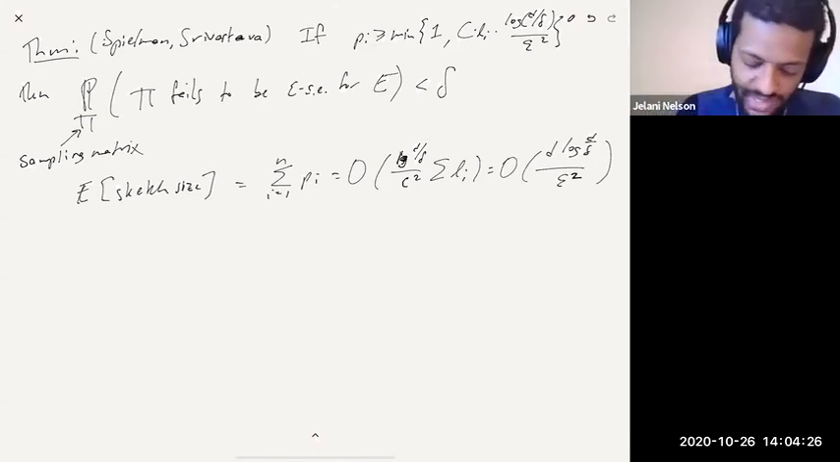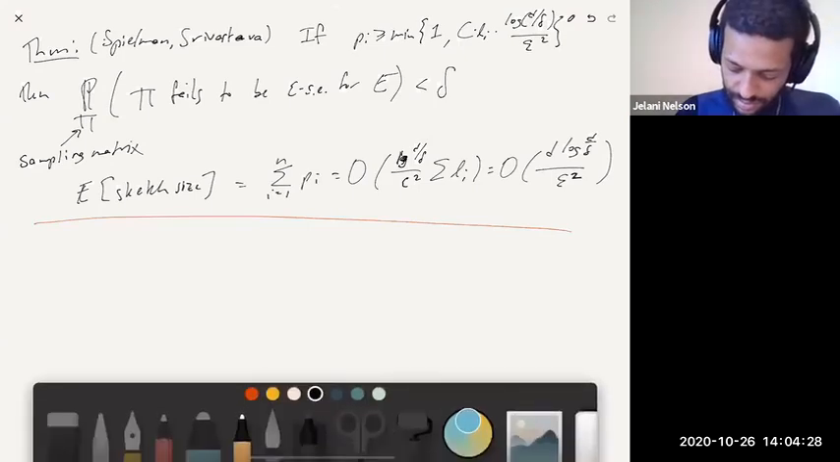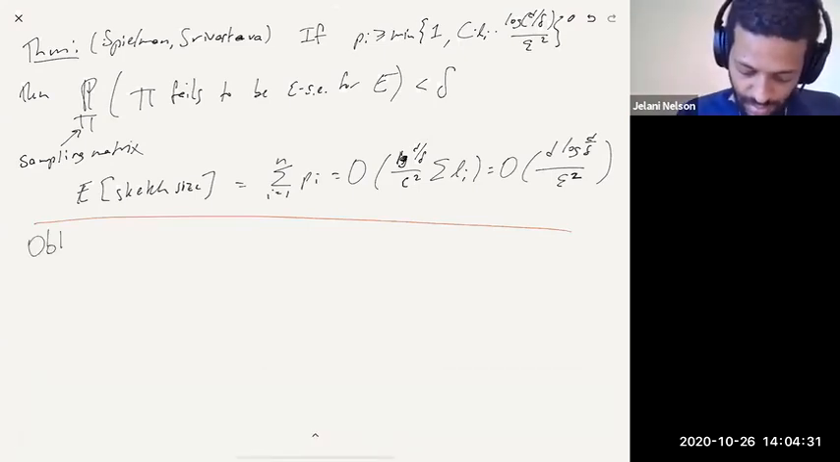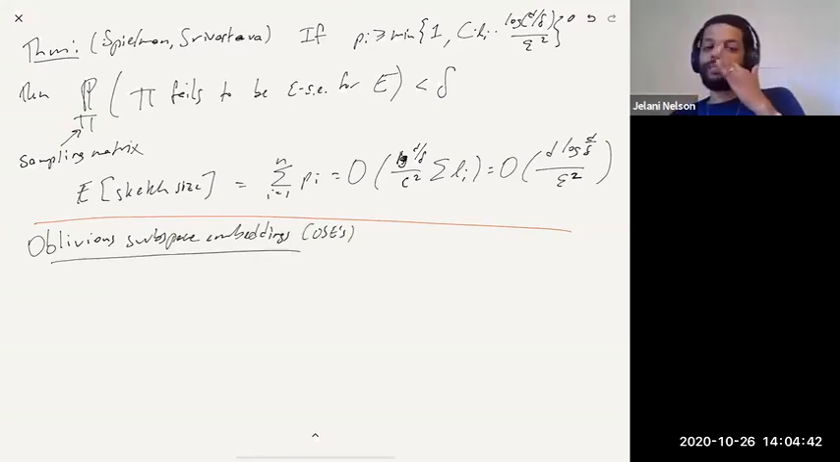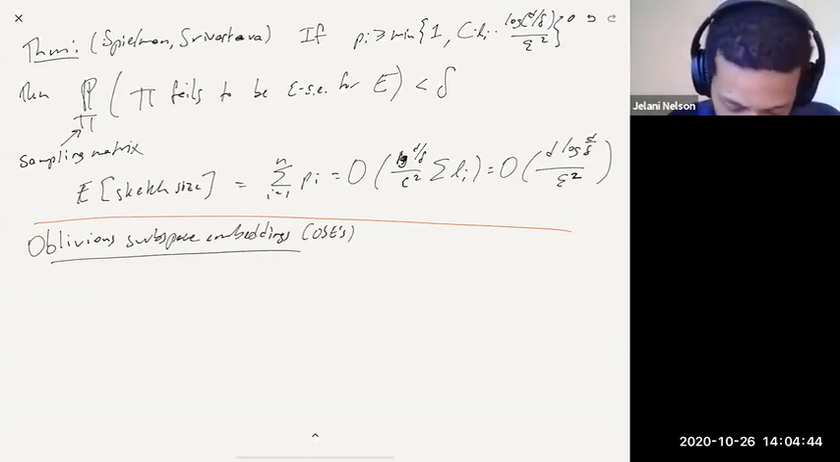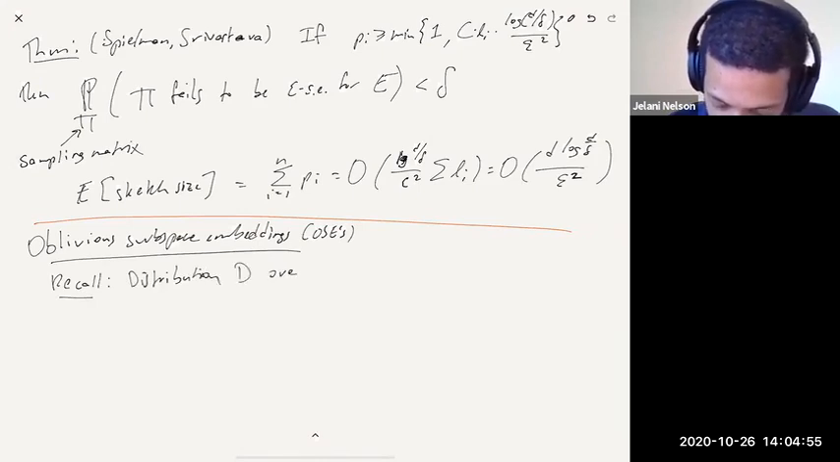And now let me talk about OSEs, oblivious subspace embeddings. So how do you get those? What do we want? We want that basically. Oblivious subspace embedding is a distribution D. Recall, it's a distribution D over m by n matrices.